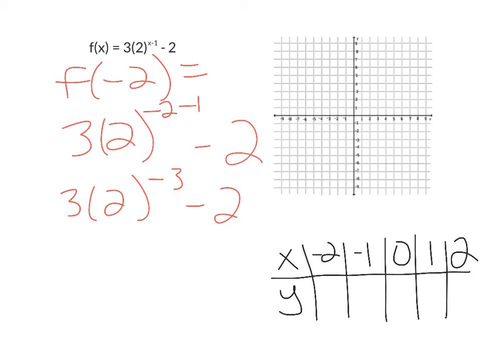2 to the negative third is the same as 1/2 to the third. 1/2 to the third would be 1/8. So I have 3 times 1/8 minus 2. 3 times 1/8 is 3/8, and 3/8 minus 2 is negative 13/8.